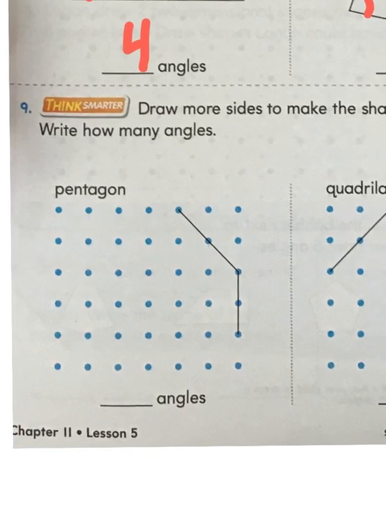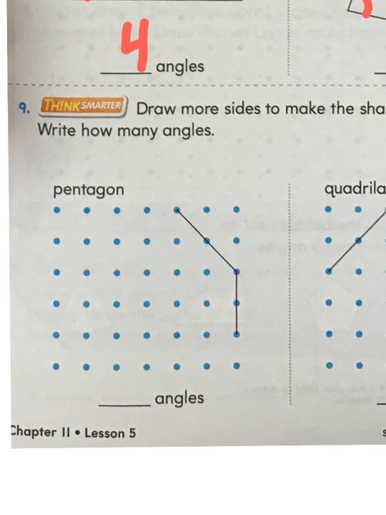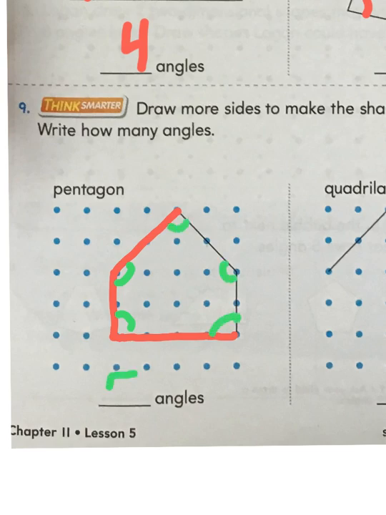All right, let's finish drawing the pentagon. It just has to have 5 angles and 5 sides. 3 sides. 4 sides. 5 sides. Did you draw what I drew? And let's go ahead and count the angles. 1, 2, 3, 4, 5. 5 angles.